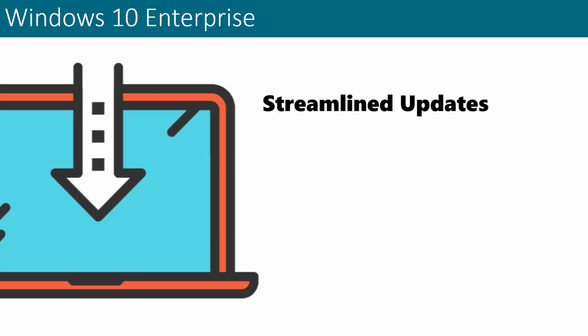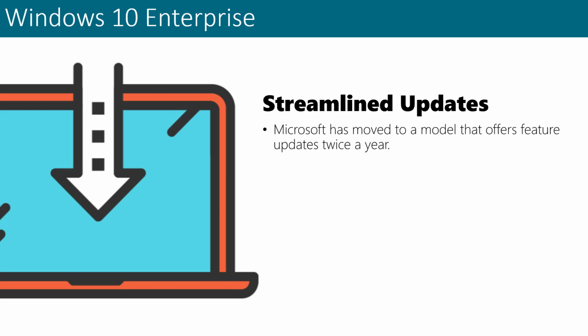Keeping up to date with Windows 10 updates used to be difficult. However, Microsoft has changed the way Windows updates are handled. Instead of offering major upgrades every few years, Microsoft has moved to a model that offers feature updates twice a year. It's also important to note that 99% of applications that run on Windows 7 will run on Windows 10.